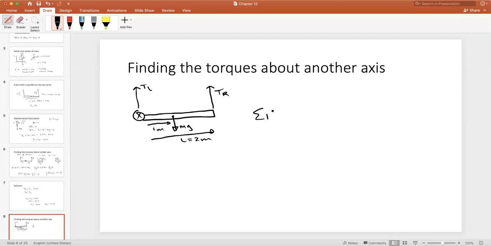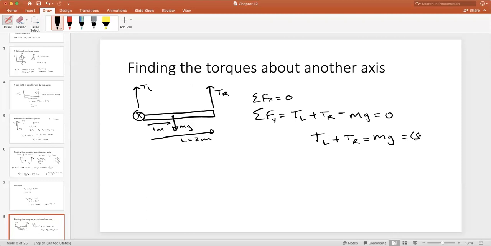So our sum of our forces, which is still 0 in the y direction, the sum of our forces in the x is of course 0, there's no forces in the x, is T_L plus T_R minus mg is equal to 0, or T_L plus T_R is mg, which as before was 5 times 10, which was 50 newtons. That's still the same, okay?